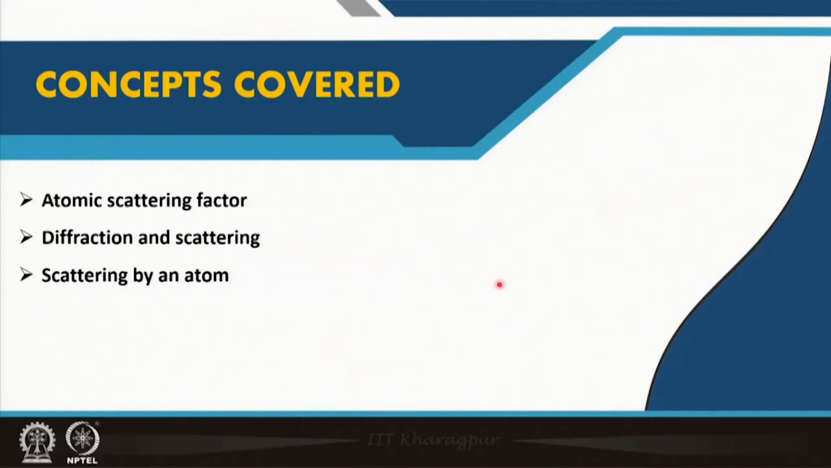So, we will continue that discussion today, a little bit of atomic scattering factor, and then we will try to derive a relationship between diffraction and scattering, what is so special about diffraction, and finally we will start our discussion about scattering from an entire unit cell. Sorry, this should be scattering from an entire unit cell.